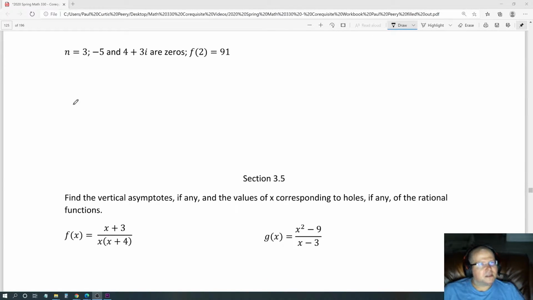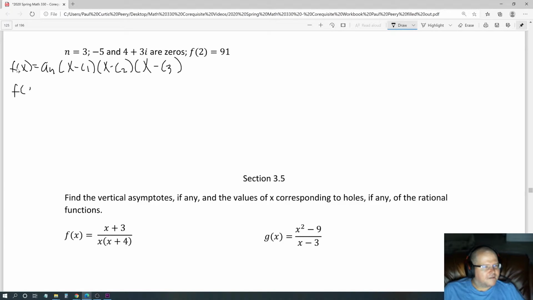All right, so let's see. The general form, just like before, is going to be f of x is equal to a_n times (x minus c1)(x minus c2)(x minus c3). We've already got that part. Now we're going to plug things in.